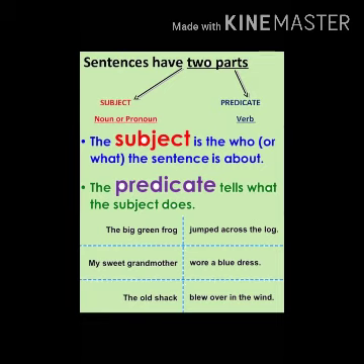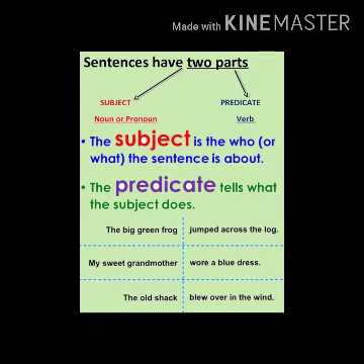For example, the big green frog jumped across the log. In this sentence, we are talking about the big green frog. So, that is the subject. One more example. My sweet grandmother wore a blue dress. In this sentence, my sweet grandmother is being talked about. So, the subject is my sweet grandmother.